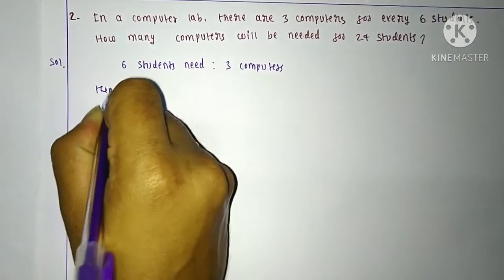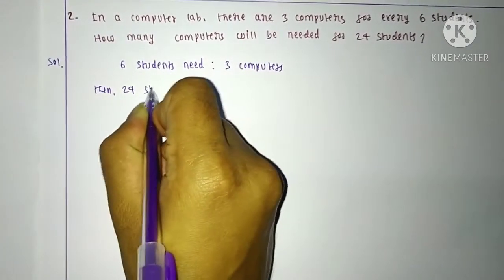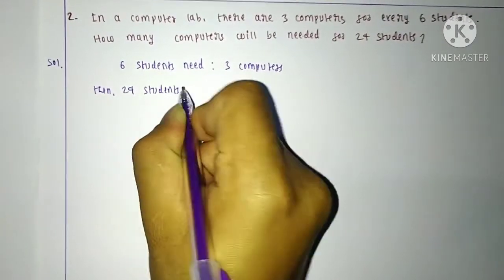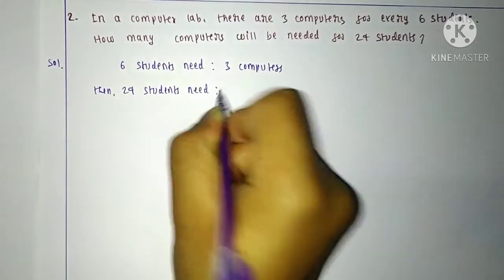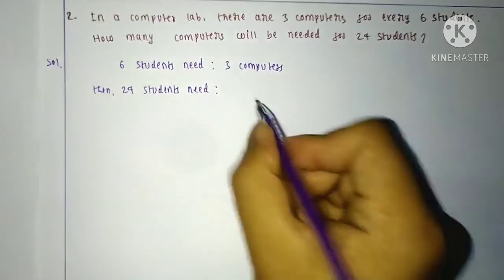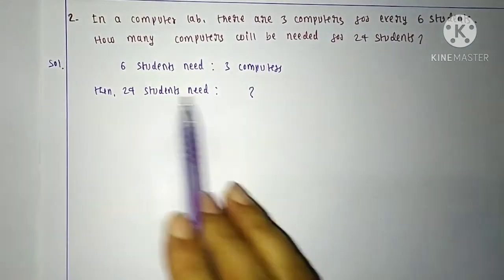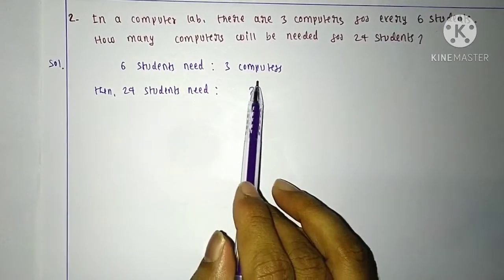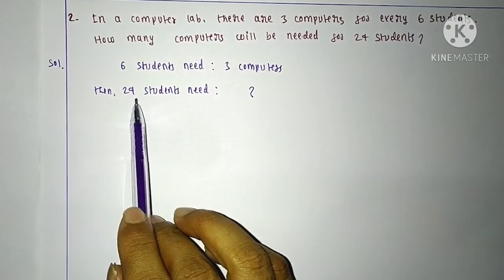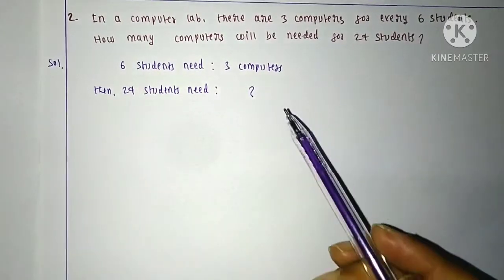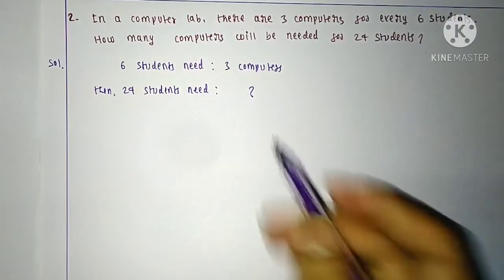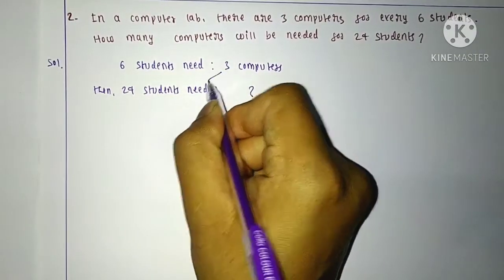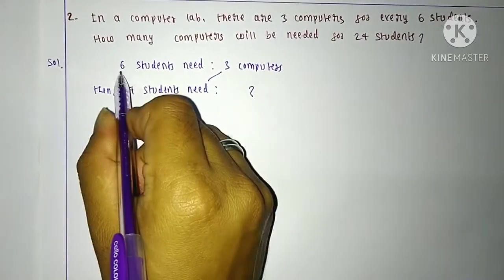Then we need to find here, 24 students need how many computers? They are given that 6 students need 3 computers. Then we have to find how many computers 24 students need. So nothing is there, just cross multiply them. Okay, just cross multiply and divide by 6.